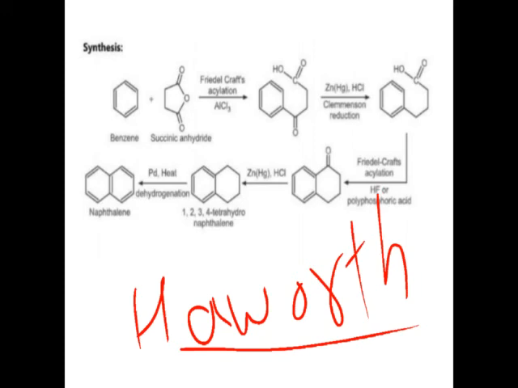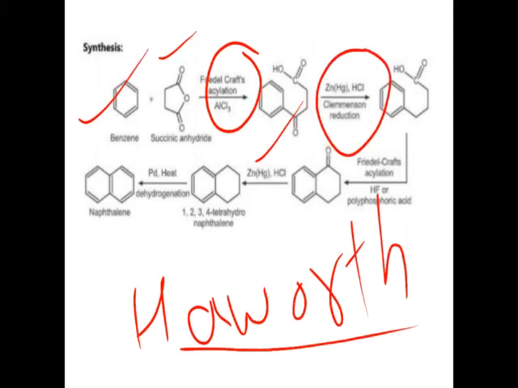Okay, so the starting material required is the benzene and succinic anhydride. So this reaction takes place, that is the Friedel-Crafts acylation reaction in the presence of aluminum chloride to form this product. In presence of HCl, zinc and mercury, that is the reduction reaction, which is called as Clemmensen reduction reaction.